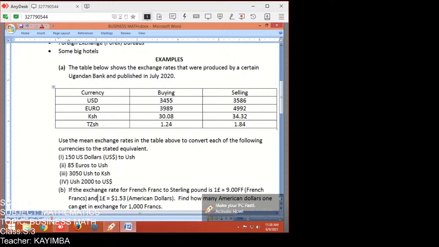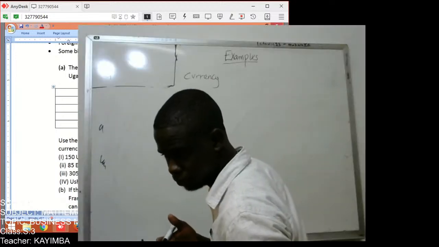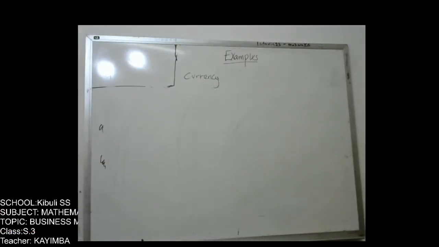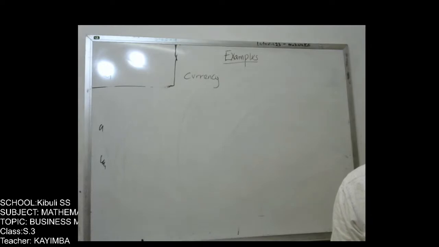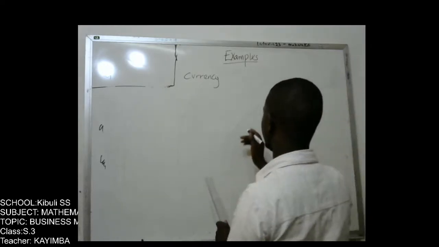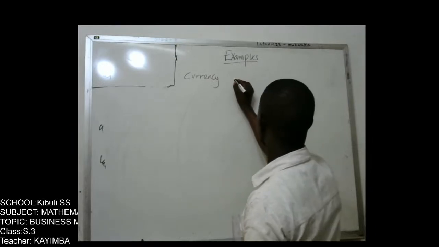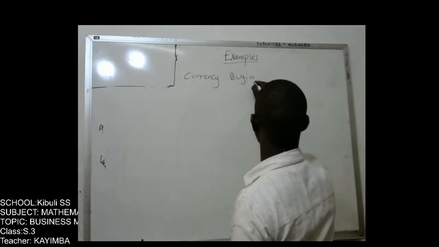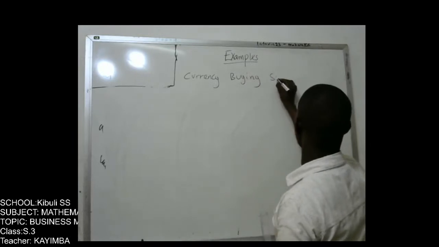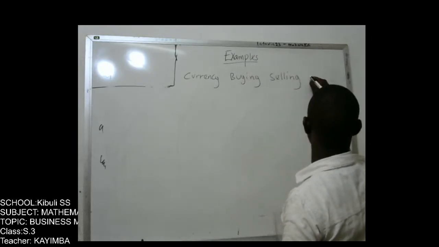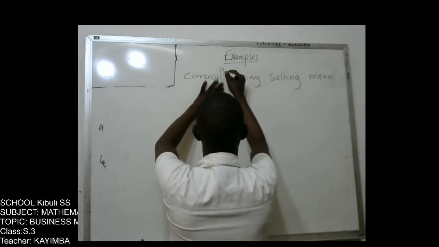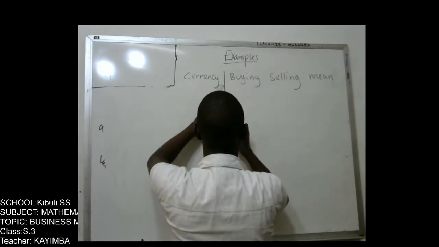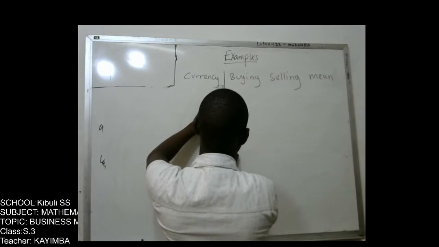So we have the currency, then we have the buying, how much they are buying this currency, selling, and they have talked of the mean. So we need to identify the mean. Remember here, they have not told us whether this person is buying or selling, but they want us to use the mean. In other words, we are supposed to get the mean for each currency.